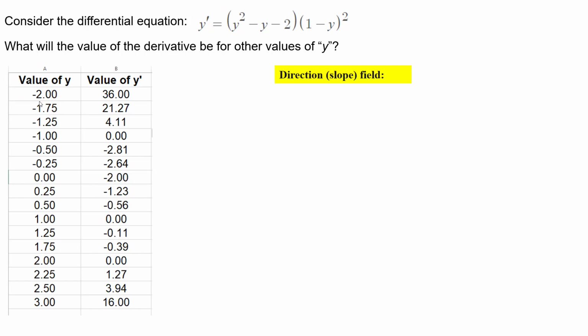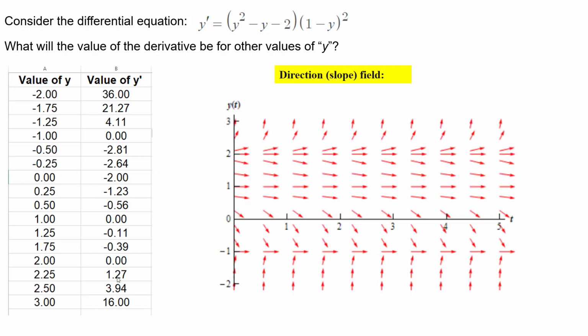When the value of y is -1.7, the slope is 21.27, and so on. When the value of y is -1, we know you get a flat line, and I did the rest of them. Okay, so I'm not going to ask you to draw these by hand. I've been in math classes where they ask you to draw direction or slope fields by hand. It is unbelievably tedious. I'll show you an app that does it. But let's say we drew these by hand, using graphing paper and a ruler and so on. You get something like this.